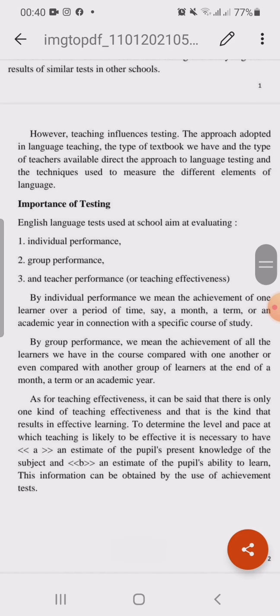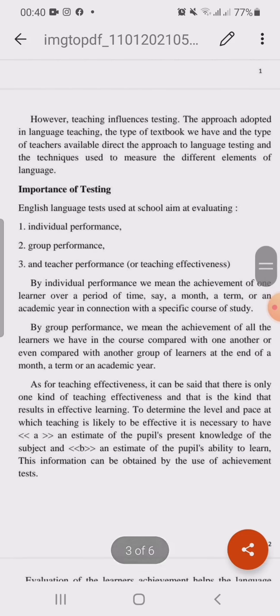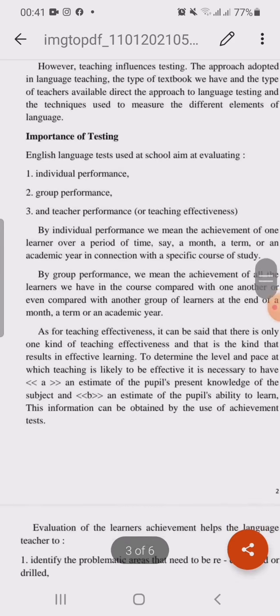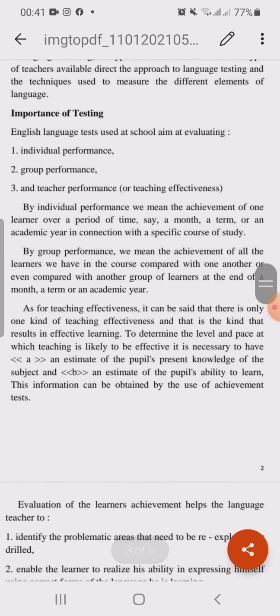يعني أيضا قلنا الطريقة المعتمدة، قلنا teaching influences testing. أولا الطريقة المعتمدة لتعليم اللغة ونوع الكتاب the type of textbook we have and الأساتذة الموجودين اللي direct يعني يوجهون طريقة التعليم في الاختبارات في تدريس اللغة وأيضا الاختبارات and the techniques used to measure the different elements of language وأيضا التقنيات المستخدمة لقياس مختلف عناصر اللغة. Moving to importance of testing.